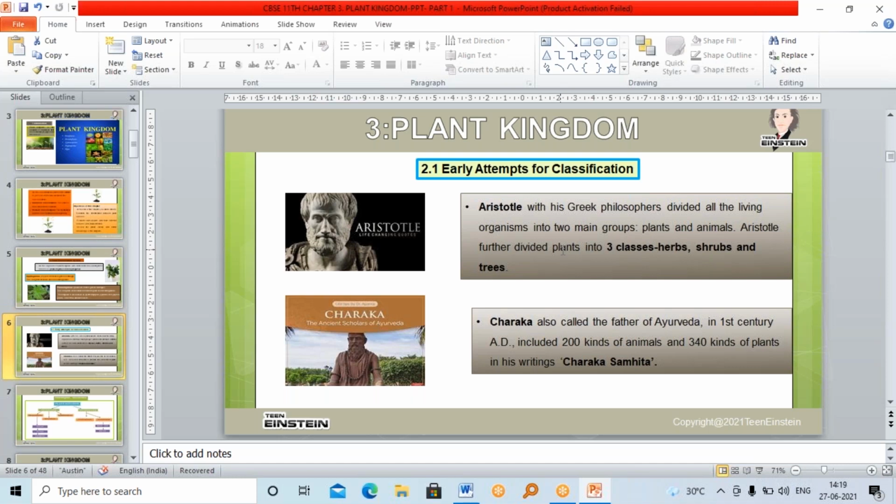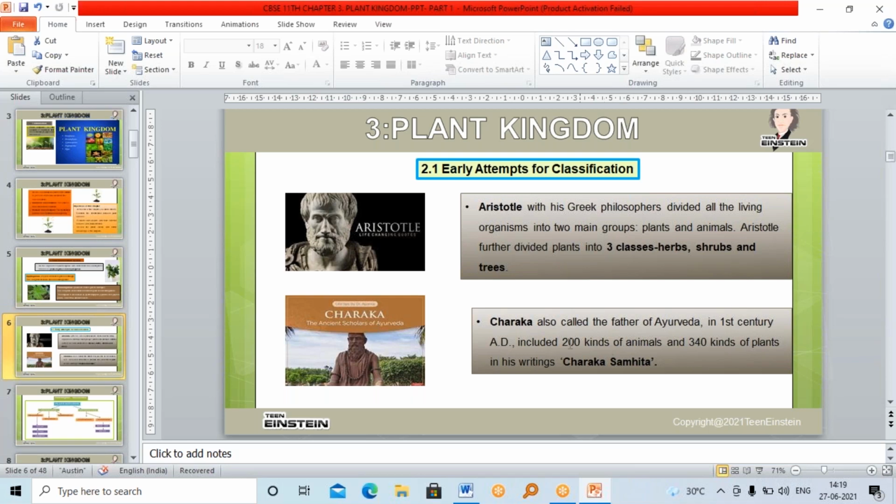And he further divided the plants into three classes. Which are they? Herbs, shrubs and trees. All organisms he divided into two kingdoms, plant kingdom and animal kingdom. But the plant kingdom he again divided into three classes: herbs, shrubs and trees. So that was Aristotle's classification. Which are the three classes? Herbs, shrubs and trees.